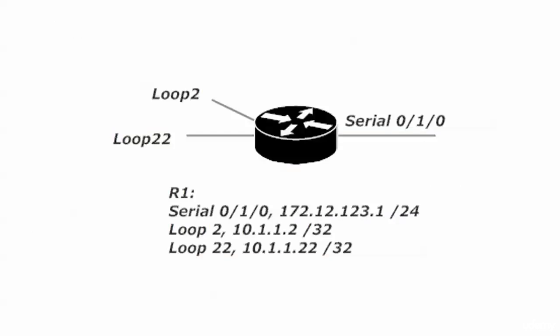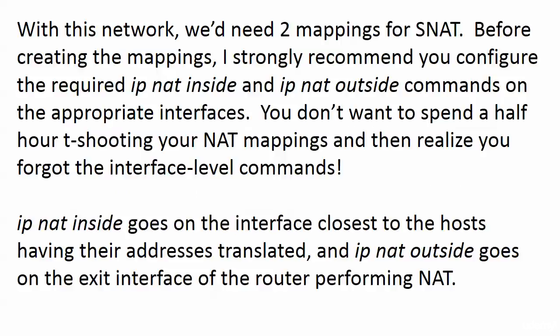And what we're going to do here is work with those two loopbacks I have here on router 1 at 10.1.1.1/32 and 10.1.2.2/32 respectively. And let's go ahead and we'll create those in just a moment. We would need two mappings here for SNAT.